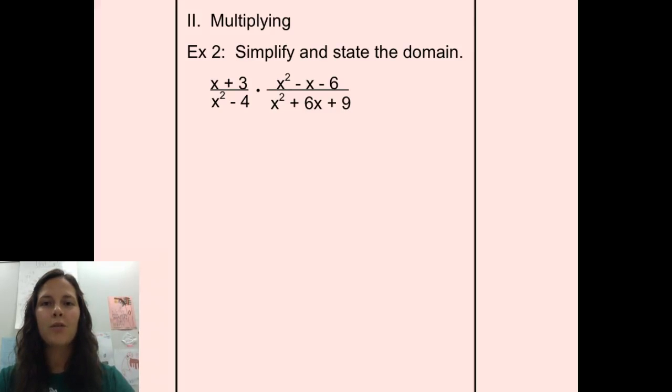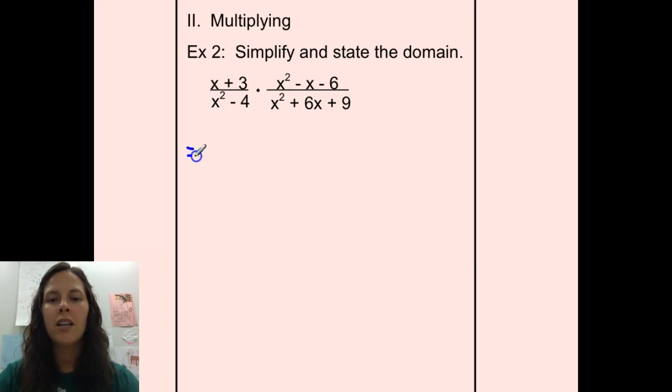Next, we're going to learn how to perform operations with rational expressions. First of all, let's take a look at multiplication. It's a lot like simplifying. We're going to completely factor it as much as we can and then cancel any common factors.